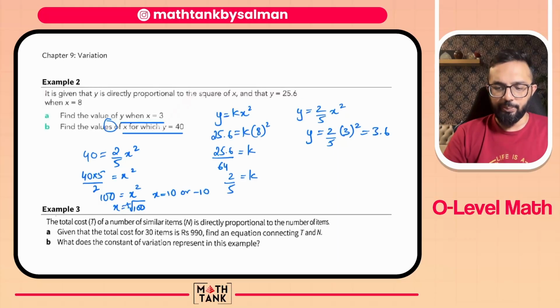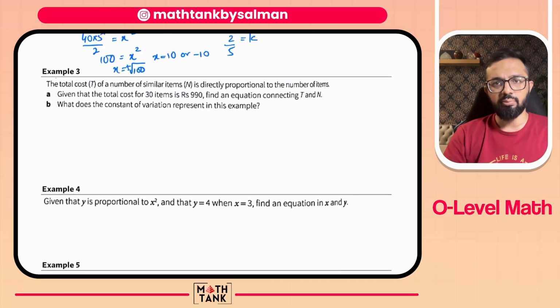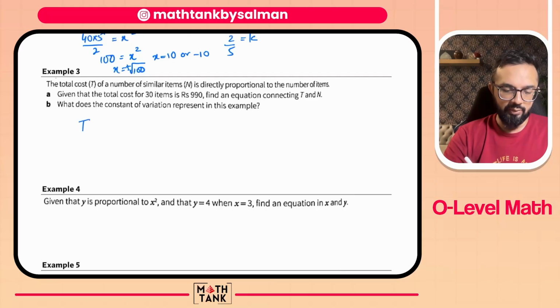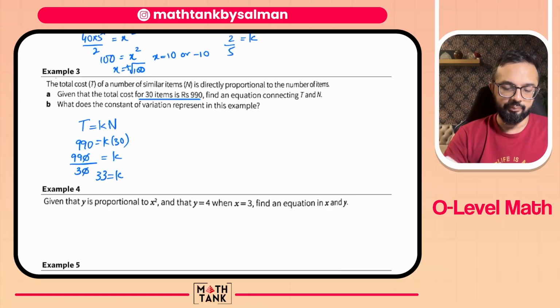Okay. I can also put this in a word problem and it's going to work in the same way. I can say, for example, that the total cost t of a number of similar items n is directly proportional to the number of items. So t equals kn. Given that the total cost for 30 items is 990. So that will help me find the value of k. The k is 33. 99 divided by 3 is 33.